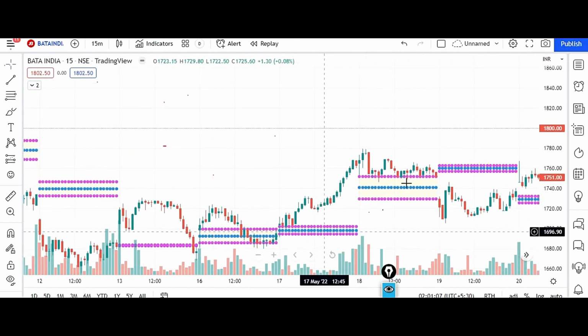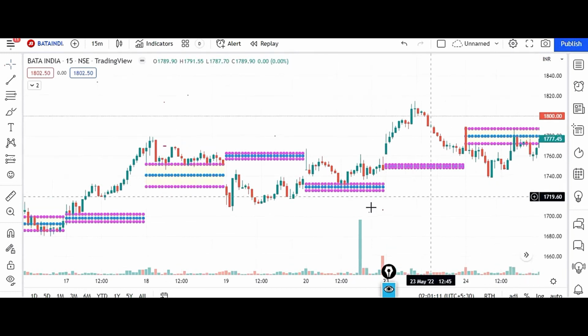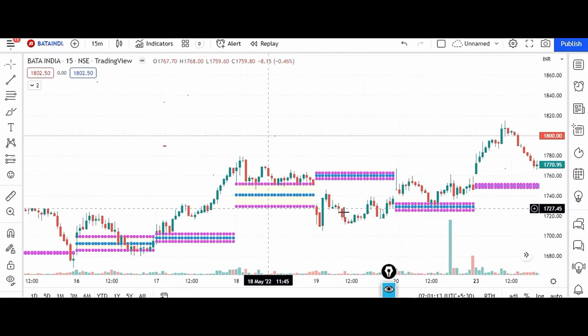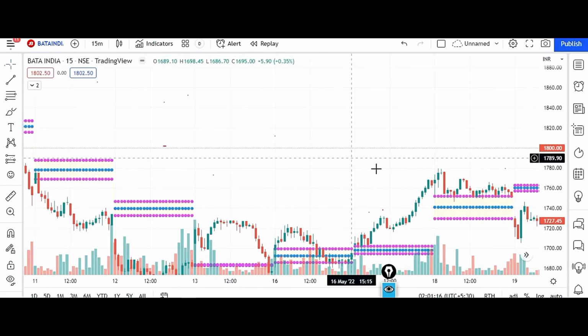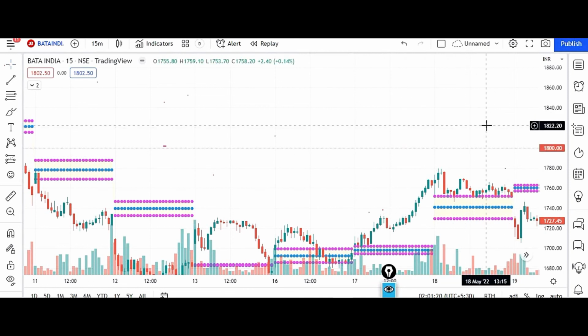Here you can enter for an upside buy. Here you can enter, and here you can exit. Here you can enter for upside again. Like that you can trade. If it keeps making upside, ascending order CPRs, you can enter. If it keeps making downside CPRs, you can enter for downside. You can trade in futures like that, or else enter for intraday.